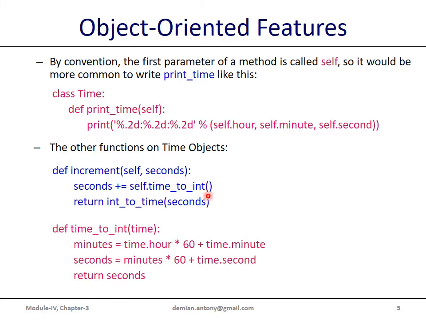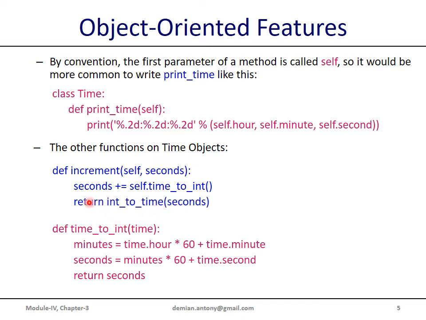time into integers, and then we add the seconds and the seconds received from the time, and then we return the new time object by using the int to time function. These two functions we had defined in chapter 2, converting time into an integer quantity and again converting the integer back into the time object.